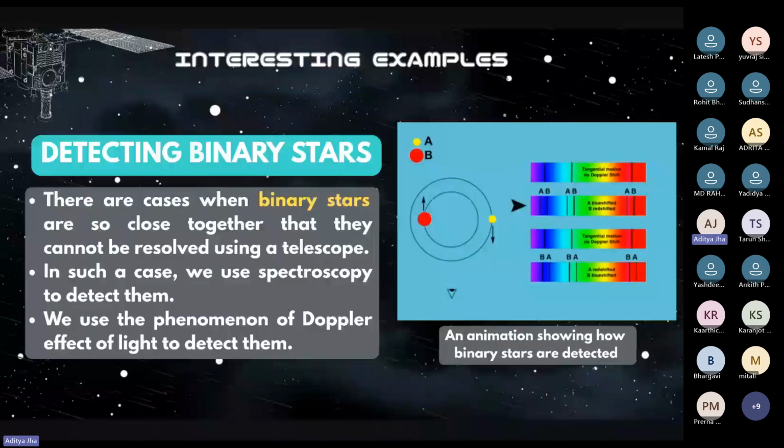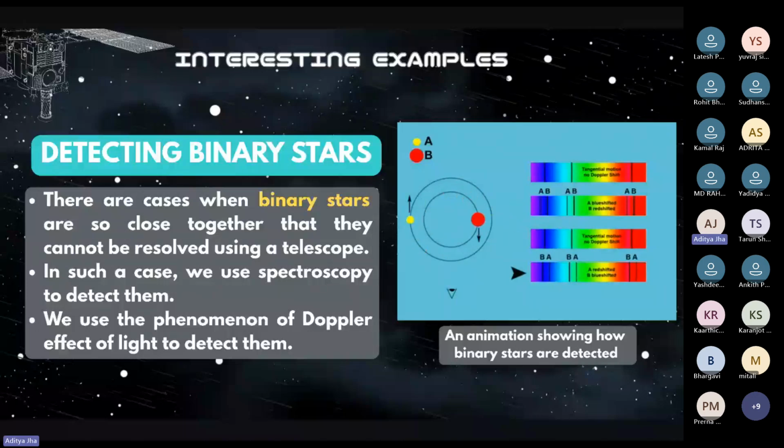Another application is how we use it to detect binary stars. There are cases when binary stars are so close together that they cannot be resolved using a telescope. Let's say you're trying to observe them using a telescope, but they appear so close together that you cannot properly differentiate between them. In this case, you use spectroscopy to detect them.